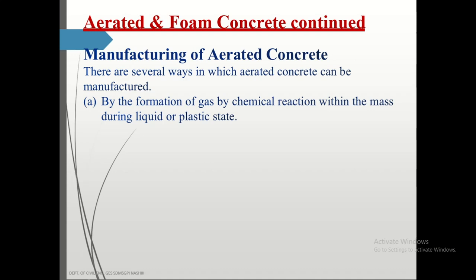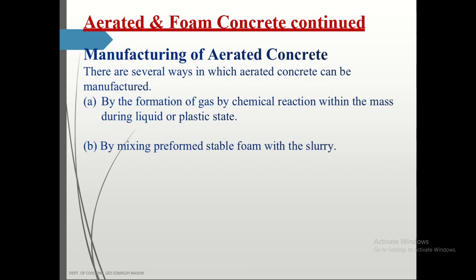When the mass is in a liquid or plastic state, by adding some agent, we can cause a chemical reaction and formation of gas. In this way we can prepare aerated concrete. Another way is by mixing preformed stable foam with the slurry, like cement and fine sand slurry. We have to add stable foam, and that foam is made by mechanical means. Okay, that is another method. By mixing this foam into slurry, we get another type of aerated and foam concrete.